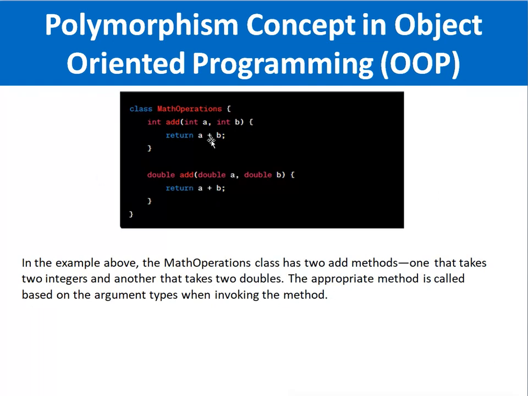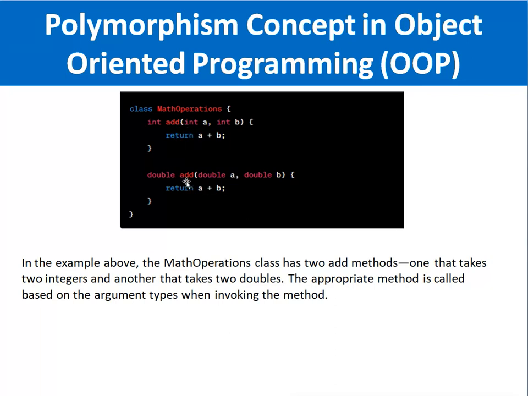This is an example of method overloading in which we have a class MathOperations. It has two methods defined: int add(int a, int b), which returns a plus b. This is a method add which takes two input parameters, integer a and integer b, and it will add them and return the result. Another method here is double add, which is basically for real values, so it will take double a and double b and return a plus b.